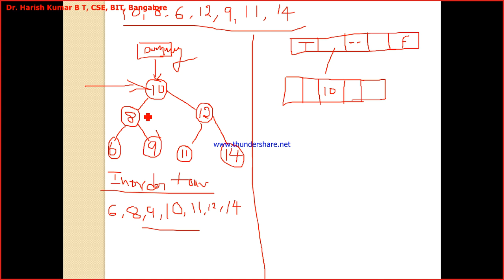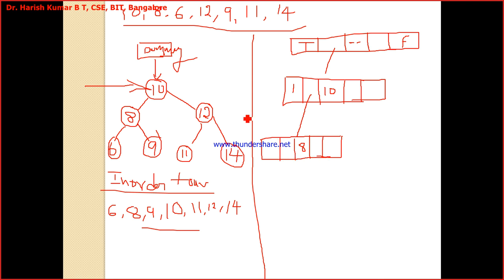Okay, next is 8. 8 again should be inserted as the left child for 10. Eight I'm writing here, and this one I'll make as 1 since the left child exists. So from here it is pointing to this, and this is the left child. This is for holding the address of the left child of 8. This is for holding the address of the right child of 8.